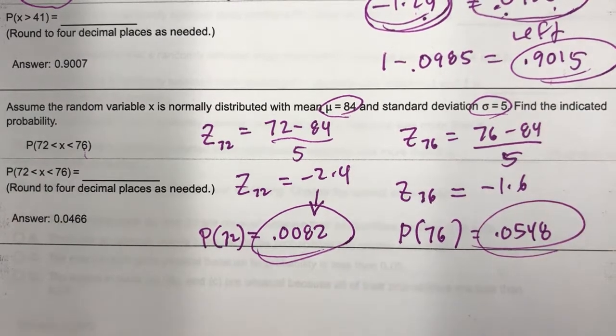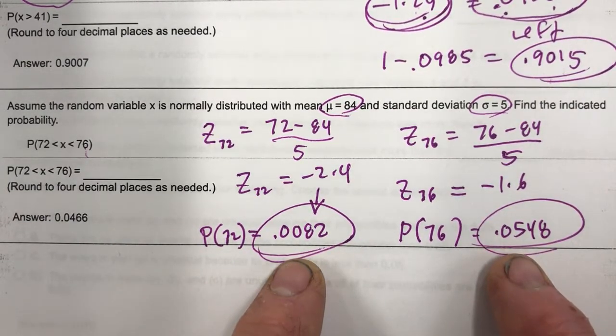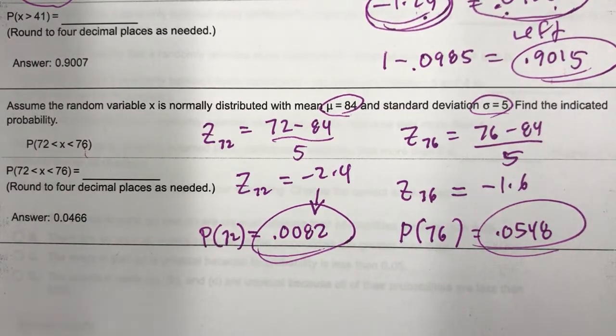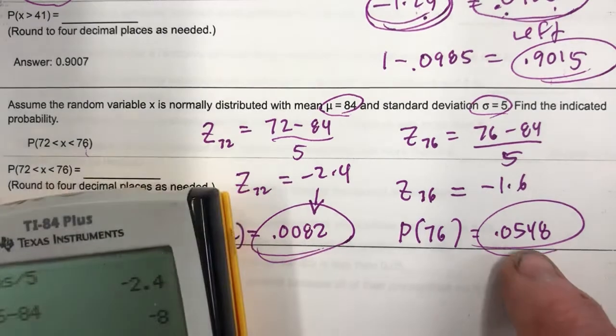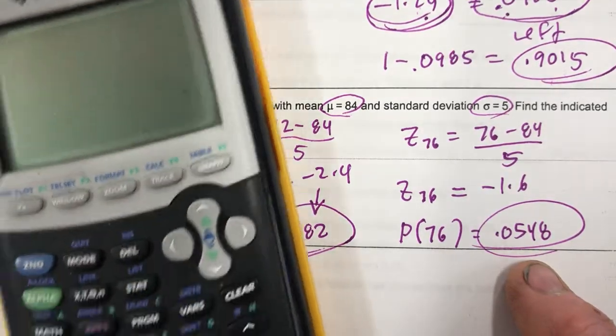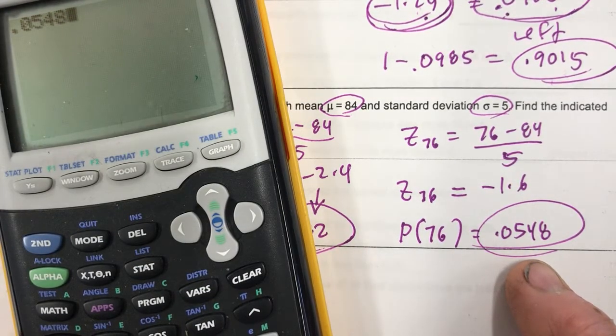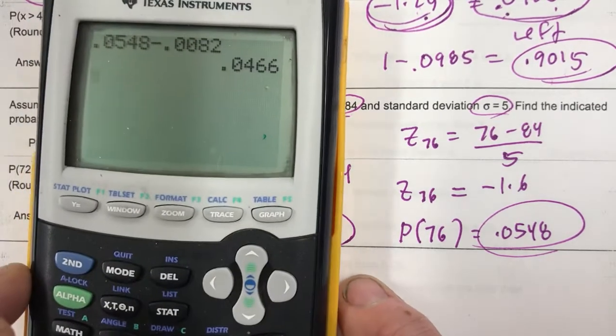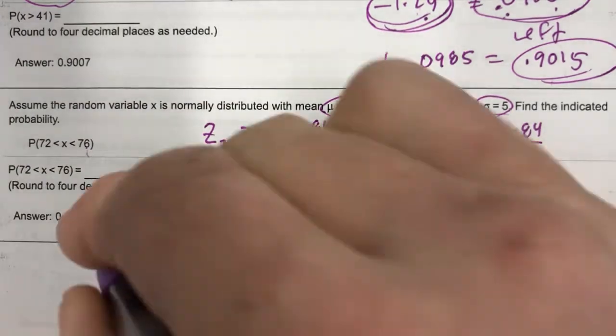There you go. There's my two probabilities. Now to find between these two, I subtract them. So I'm going to go 0.0548, subtract 0.0082, and I get 0.0466, and there you go.